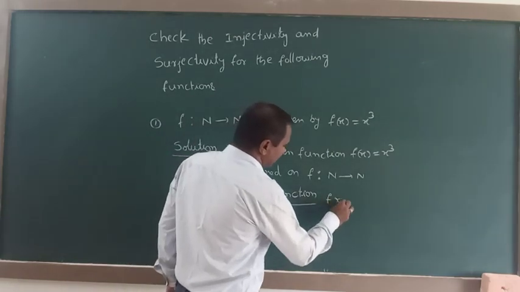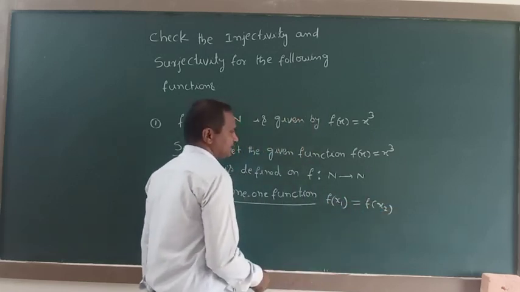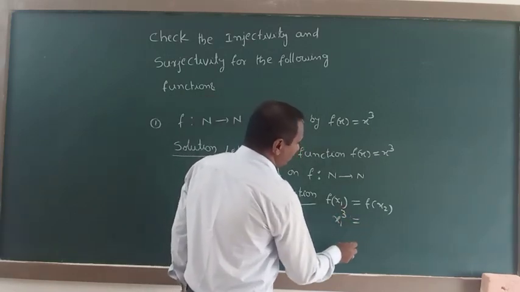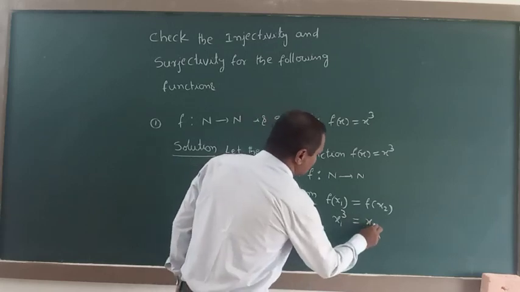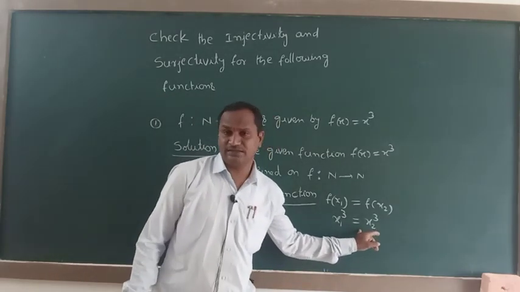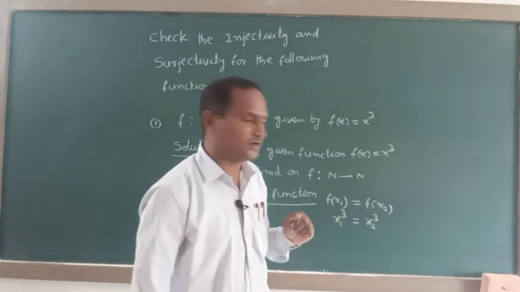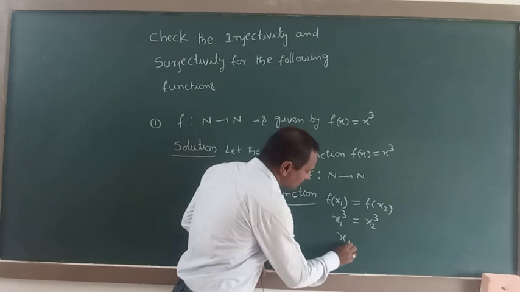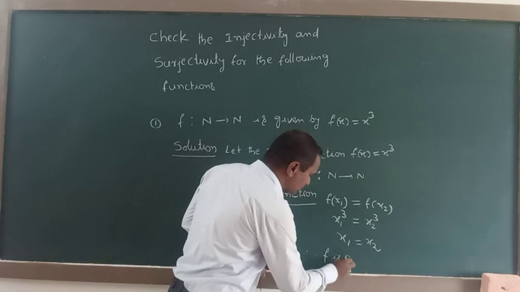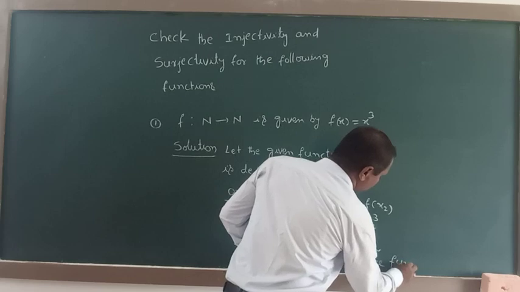F of x1 equals f of x2. F of x is x cube, then f of x1 becomes x1 whole cube, and f of x2 becomes x2 whole cube. For these two terms, the equality symbol is there and they have the same powers, so directly we can equate them. x1 equals x2. Therefore, we can write f is a one-one function.